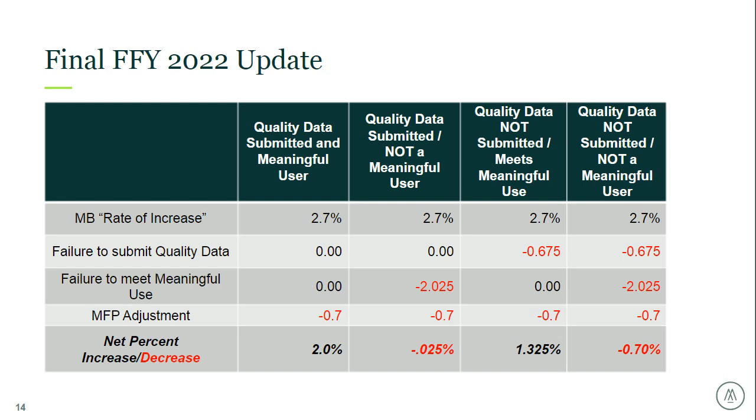But if you slide to the next column to the right, kind of in the middle, if you meet the quality data submission but you're not a meaningful user, you actually get a reduction to your payment. And then again, if you go to the next column to the right, you have quality data not submitted, but you are a meaningful user. You are getting an increase, but not the full amount. And then finally, if you don't submit quality data and you're not a meaningful user, you get the worst adjustment. So that's kind of how CMS has set up their payment scheme.